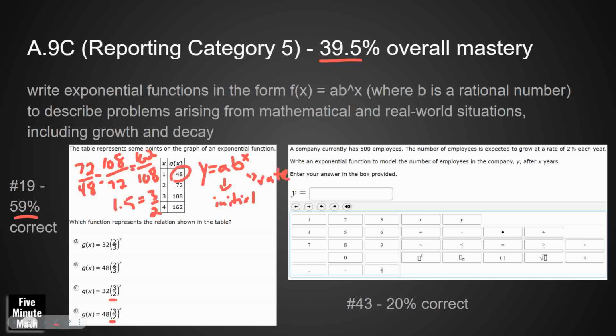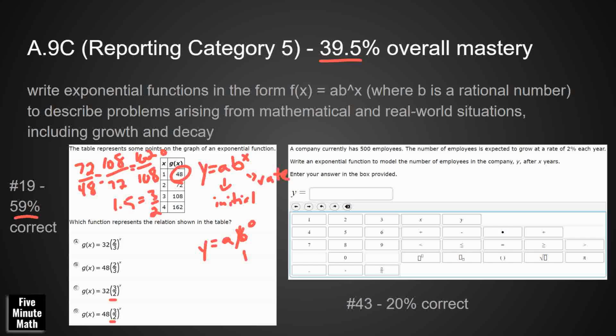Now, this is the rate when x equals 1, but if we want the initial amount, we need this b to go away. How do we get that b to go away? Well, if we have y equals a times b to the 0, well, b to the 0 equals 1, which means it's just y equals a. So we need to figure out what is b to the 0. So x is 0, which means we need to go backwards on this graph a little bit.